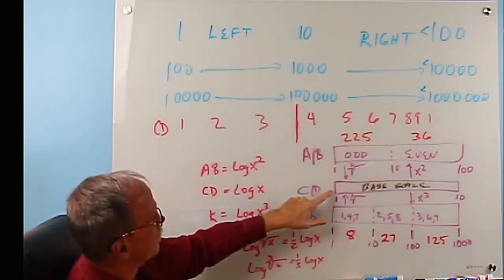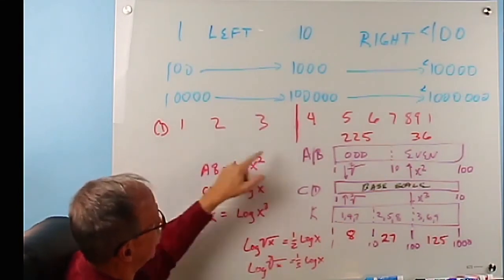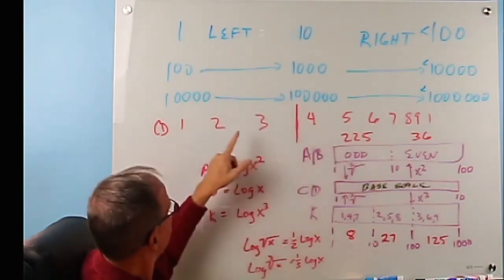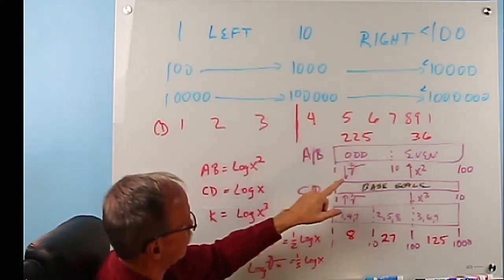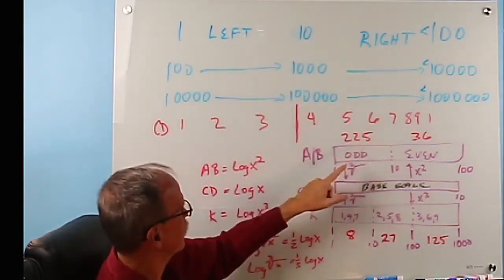If you start on the CD scale and go up, what's the square of 1? Well, it's 1. That's an odd number. Square of 2, that's 4. That has an odd number of digits. It just has 1 digit.